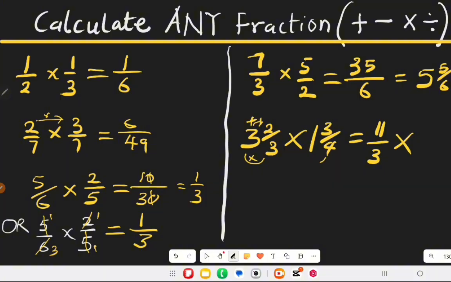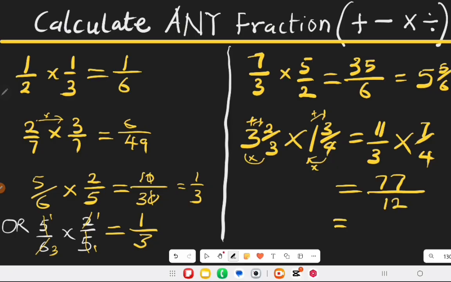Clockwise, we have 4 times 1 gives us 4, and we add 4 plus 3 gives us 7. We have 7 all over 4. Then we look at the fractions to see if we can cancel out. Then we multiply across. When we multiply across, 11 times 7 gives us 77 all over 3 times 4 gives us 12.